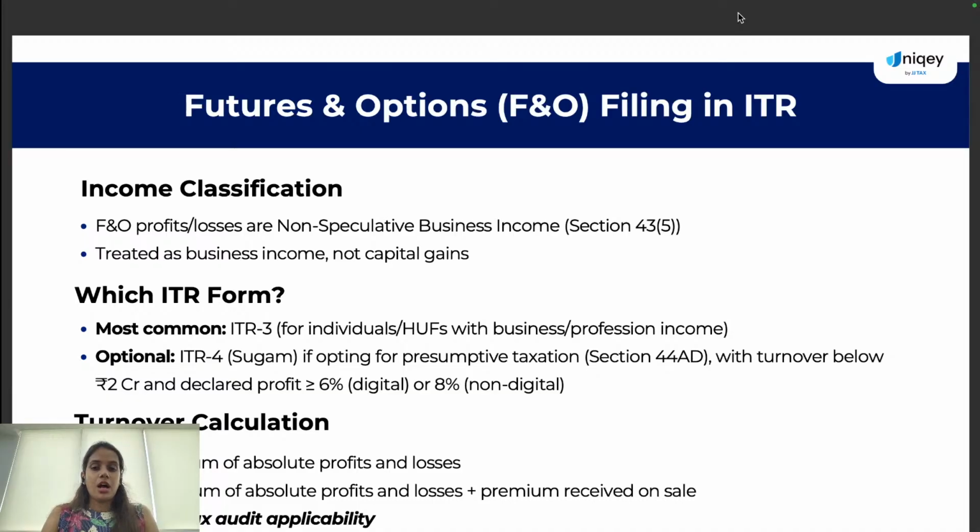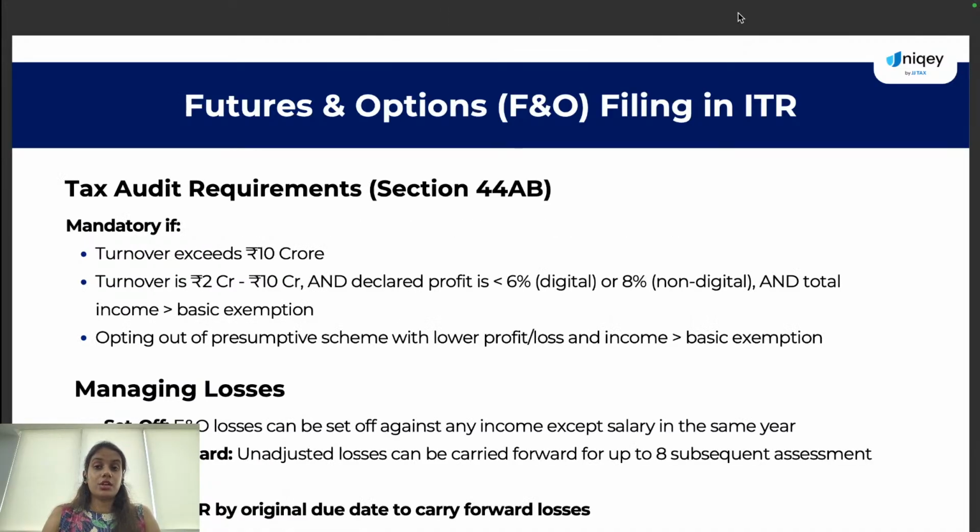Now the main thing is the tax audit, which is very crucial in FNO, and people are not aware of tax audit requirements in FNO cases. The section is 44AB. It is mandatory if you fall under these criteria: your turnover exceeds rupees 10 crore; or your turnover is between 2 to 10 crore and declared profit is less than 6% in case of digital and 8% in case of non-digital, and the total income is more than the basic exemption limit; or you are opting out of the presumptive scheme. These are a few conditions in which you have to get your tax audit done under FNO.